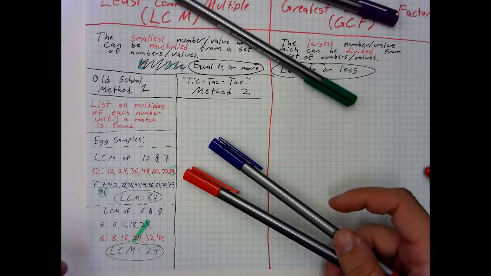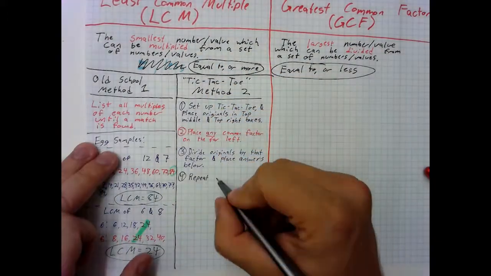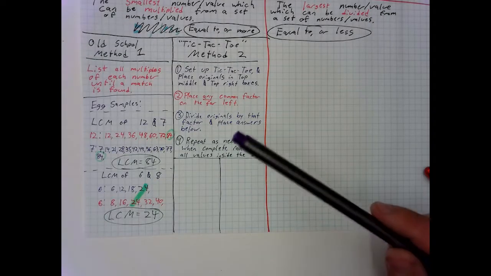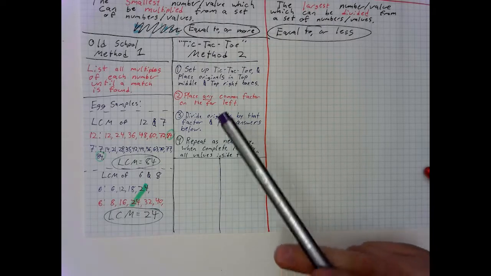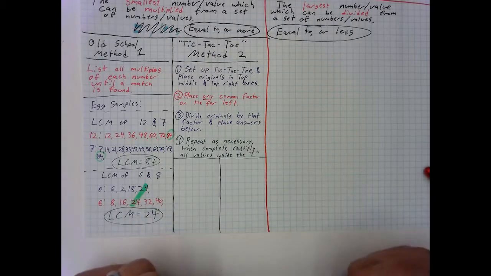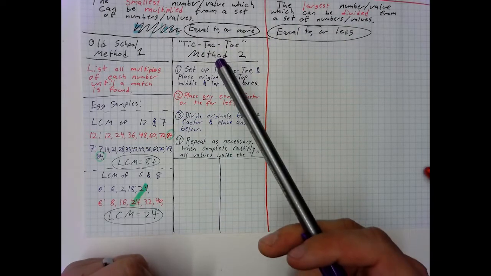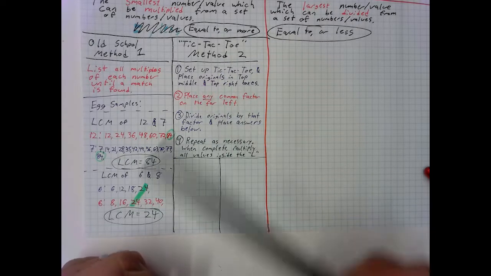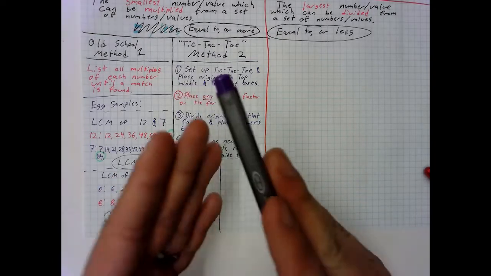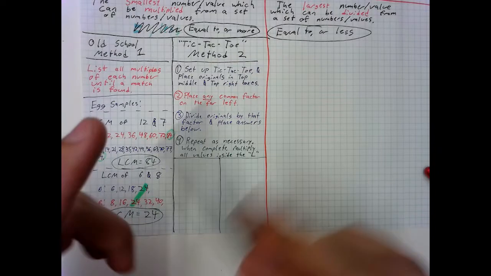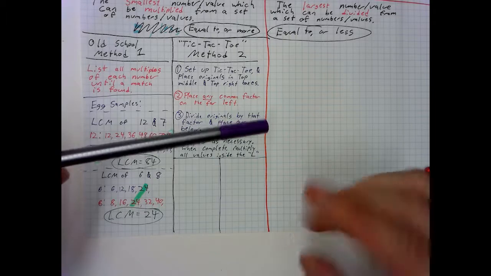Now, on to method 2. So, method 2, Tic Tac Toe, as you can see, has a few steps, but I assure you that once you get used to doing them, they become second nature. The other fun thing about Tic Tac Toe is it can be used for both least common multiple and GCF, and will also be incredibly useful when we start rewriting expressions using distributive property, which is also a part of our current unit. And it can also be used to help simplify fractions and ratios, but that's a topic for another unit.